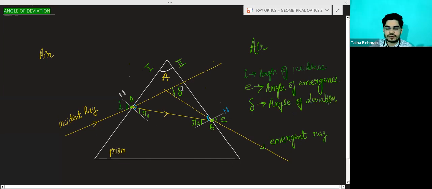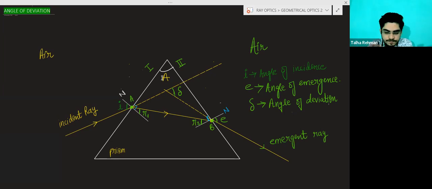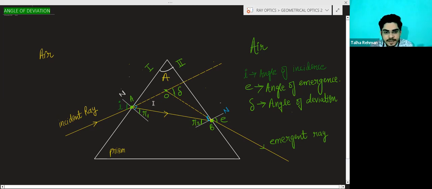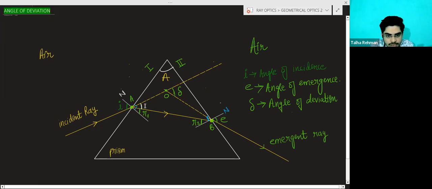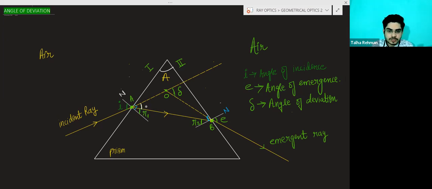This angle of deviation we have to find here in terms of the angle of incidence, angle of emergence and angle of prism. Okay, very easy. See this triangle. Suppose this is O. This is A and this is B. See in triangle OAB, what will be this angle? This whole angle will be I because of vertically opposite angle. So this angle will be I minus R1.